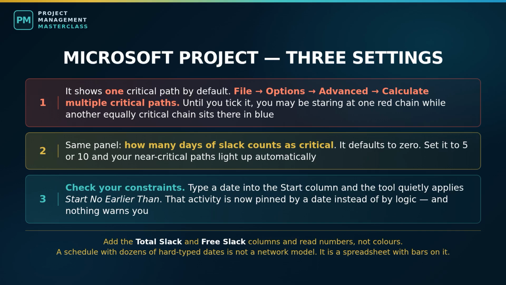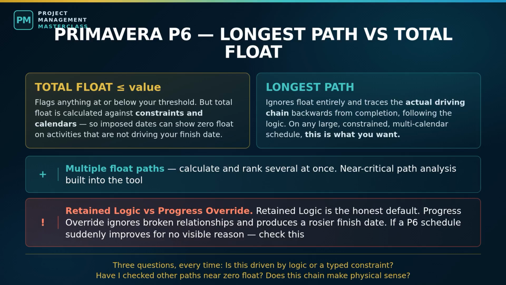Now, Primavera P6, the standard in oil and gas and in large construction and infrastructure, which handles this considerably better. The key difference, P6 lets you choose how it defines the critical path. In schedule options, you pick either total float less than or equal to a value you set, or longest path. These are not the same, and understanding the difference is a genuine mark of scheduling competence.